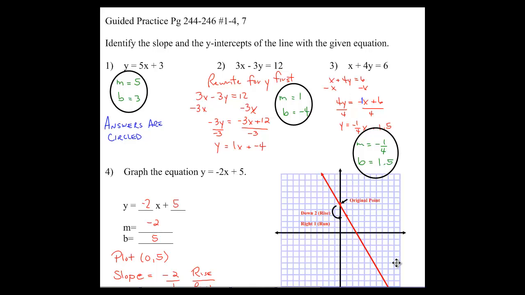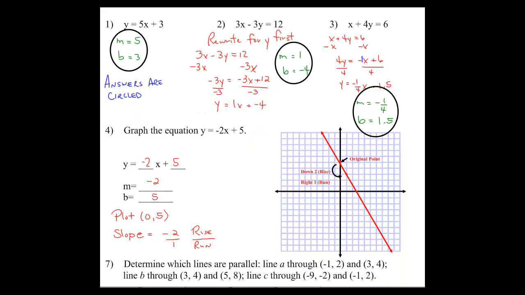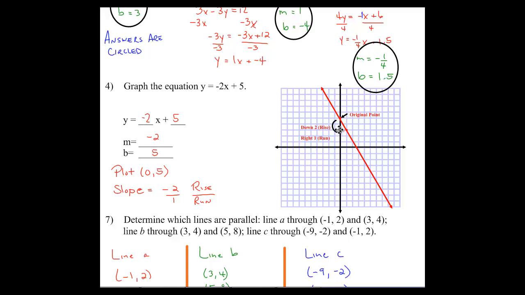Here are the answers for the guided practice problems. For problems 1, 2, and 3, you can see the answers are circled. Hit pause if you want to take a look at my work. We're going to scroll down to look at the graph for number 4. You can see that this was my original point plotted. That was my y-intercept. I went down 2 and to the right 1 because that was my rise over my run to plot my next point, and then I drew my line in.